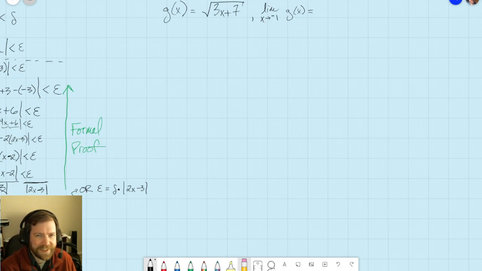Just because I wasn't paying attention. Plug in negative 1, you get 3 times negative 1 is negative 3, plus 7 is 4. The square root of 4 is 2. So, yes. Hooray for not paying attention and getting it right anyway. Okay.